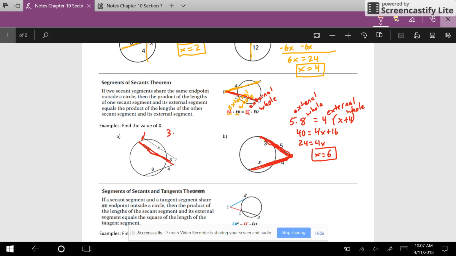Instead, it tells you that the whole length, notice that goes from start to end, the whole thing is x. So that is the whole. I can put x in as whole. I don't have to add the x with the 3 because the whole thing was x. So it's a little different. On the other secant, the external part is 4. The whole thing there I do have to add. 8 plus 4 is a total of 12. So 3x equals 48. X has to equal 16.